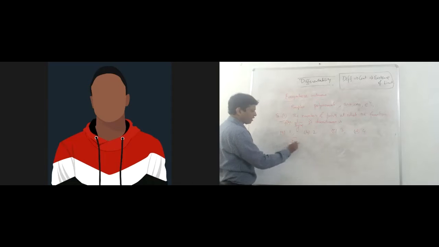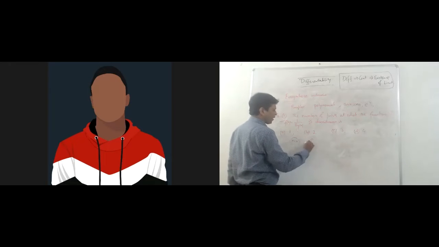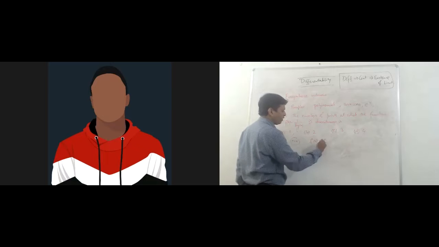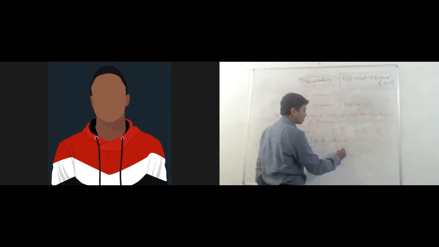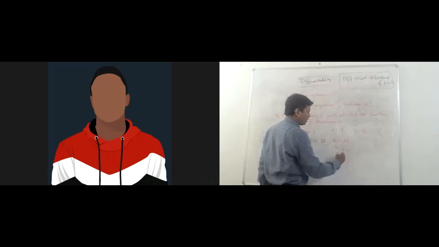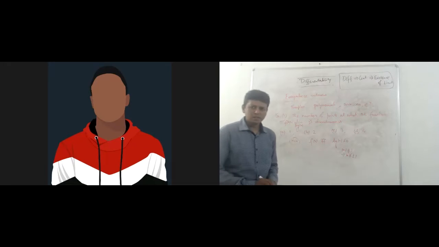At x equal to 0, it is undefined. Log 0 is undefined. So 0 is a point of discontinuity. And fx will be undefined if and only if log mod x equals 0. That means mod x equals 1, so x equals plus minus 1. So you have 3 points, 0 and plus minus 1. So you have 3 points of discontinuity. Option C.